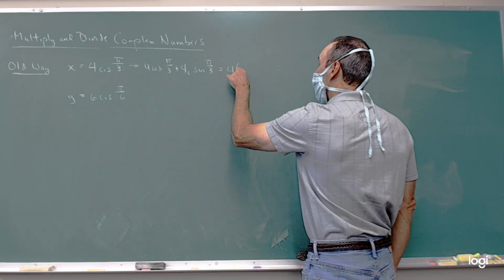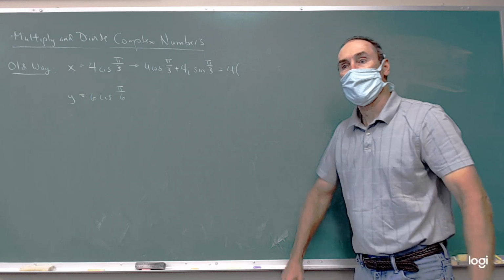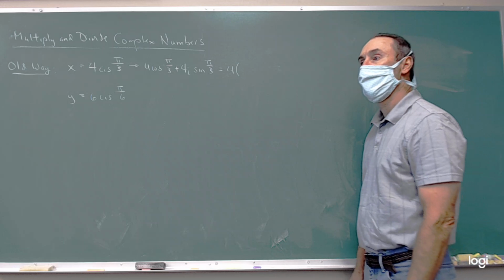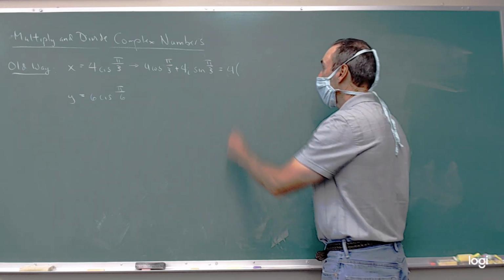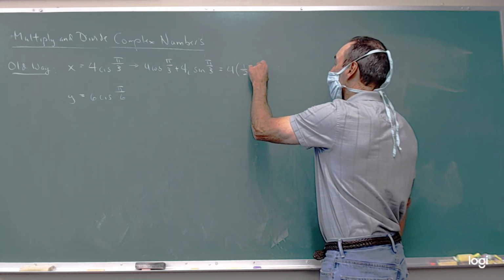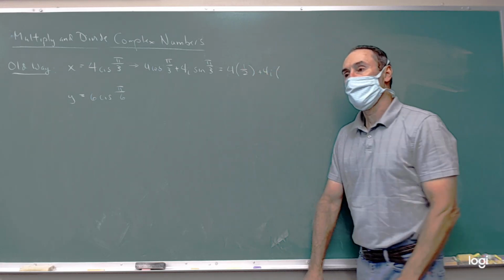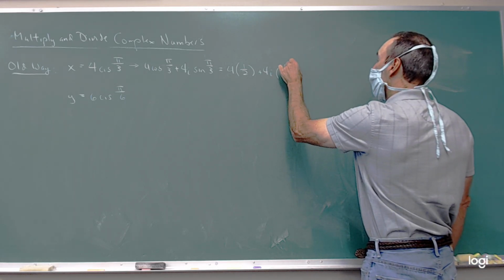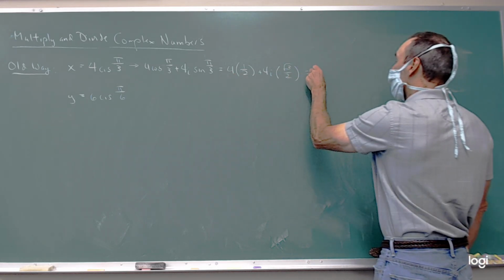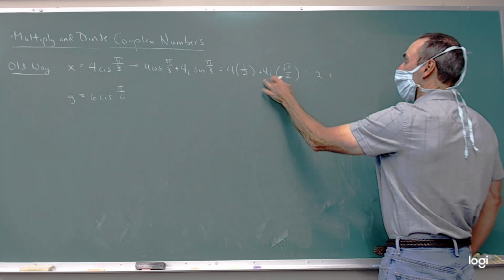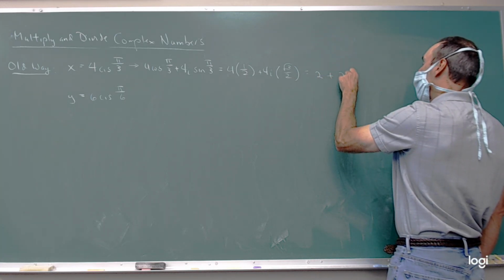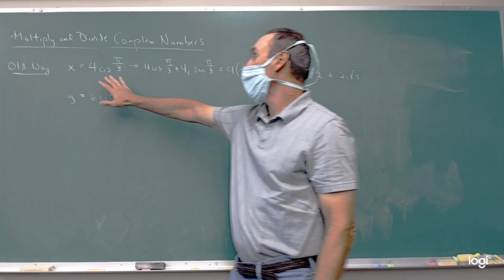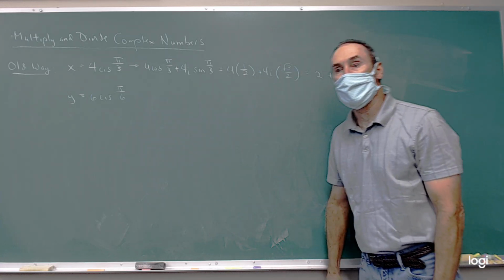And tell me if I'm going too fast. Cosine pi over 3 is what? 1/2. Plus 4i sine pi over 3, which is square root of 3 over 2. And so the 2's cancel, so we get 2 plus 2i square root of 3. So there is the rectangular version of our original 4 cis pi over 3 that we called x.